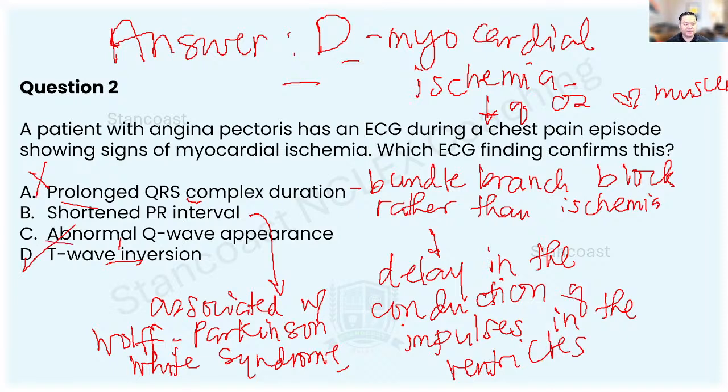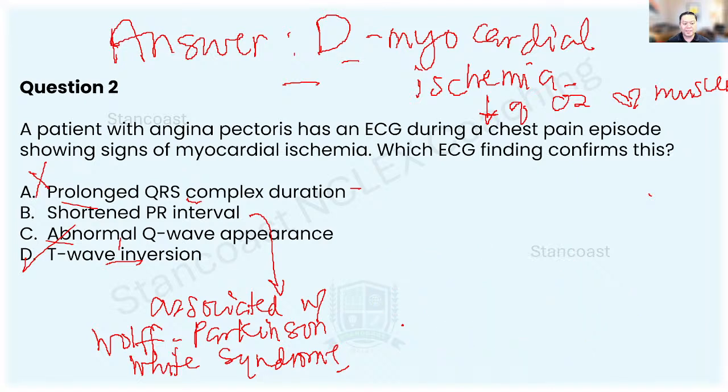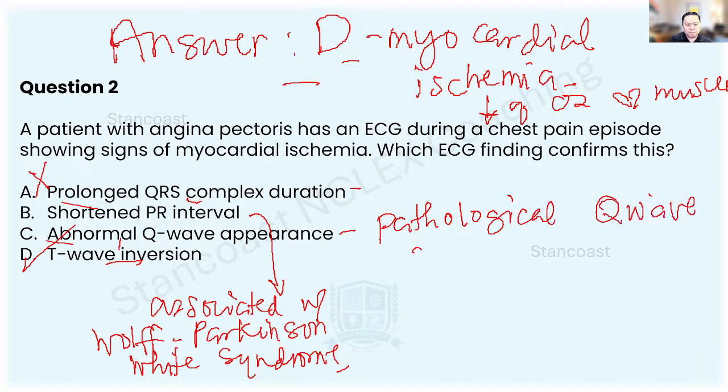What about the Q wave? C, abnormal Q wave appearance. Remember what I said earlier? The pathological Q wave simply means that what? What did I say earlier about that? It means that there is myocardial infarction. Pathological Q wave, myocardial infarction. Not ischemia, but already an infarction.